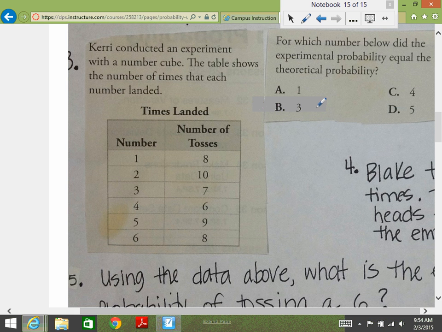All right, next. This problem right here is where I see the most mistakes because you don't read the chart and understand it. Carrie conducted an experiment with a number cube. The table shows the number of times that each number landed. Times landed. Here's the numbers. What do these numbers stand for? The numbers on the number cube, right? The die. So we have a number 1, a number 2, a number 3, a number 4, a number 5, and a number 6. Now this next column stands for what? How many times she landed on that number.